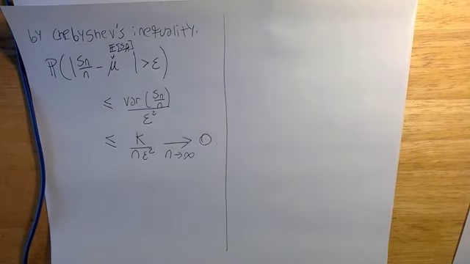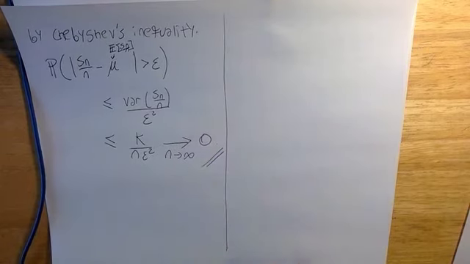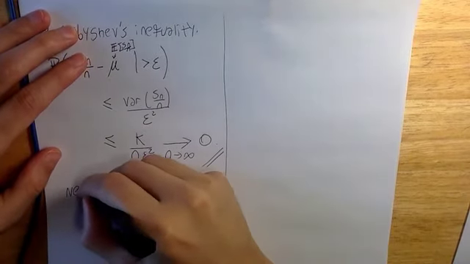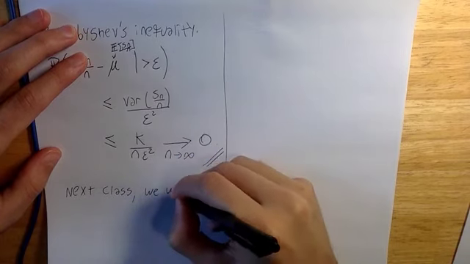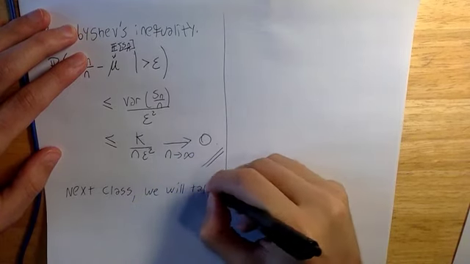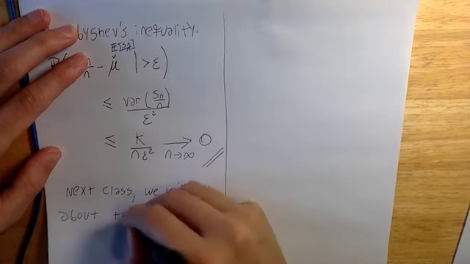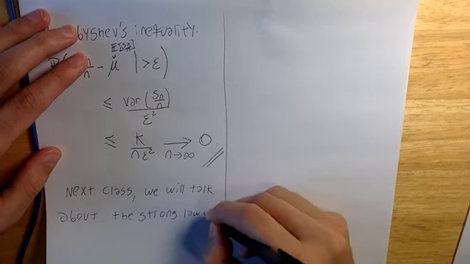Okay, so this is a specific easy version of the law of large numbers. This is the weak law of large numbers. And so next class, we will talk about the strong law of large numbers.